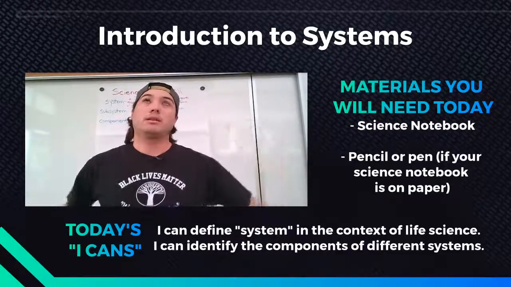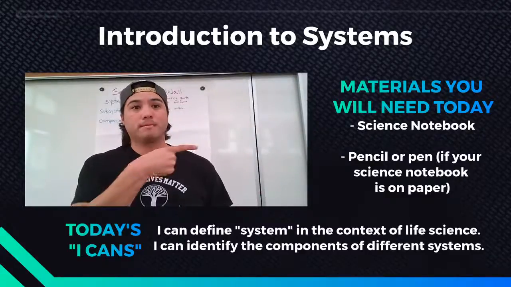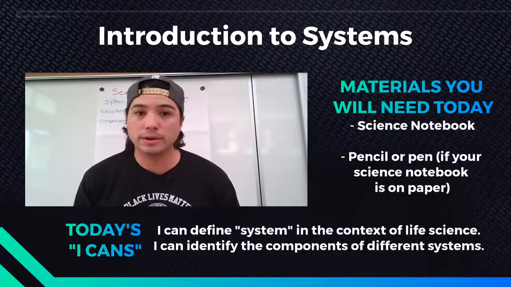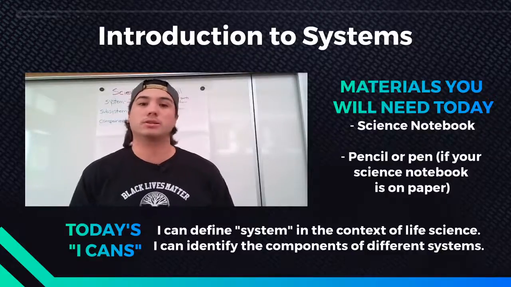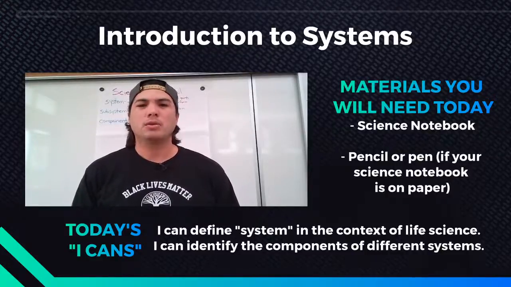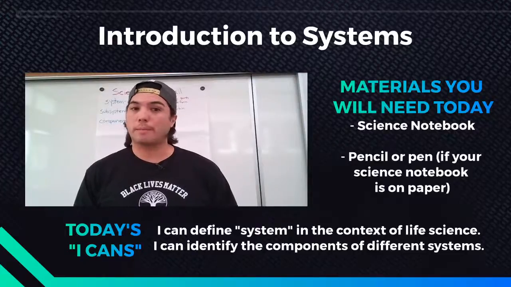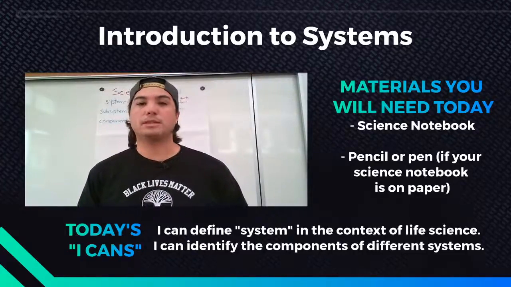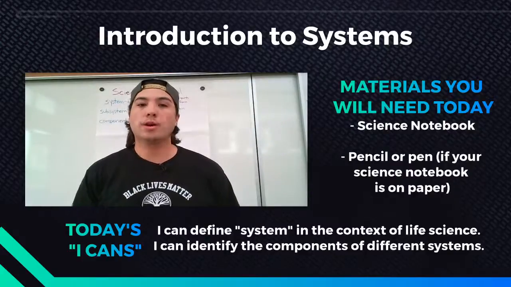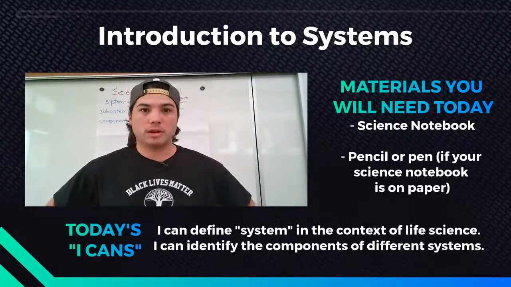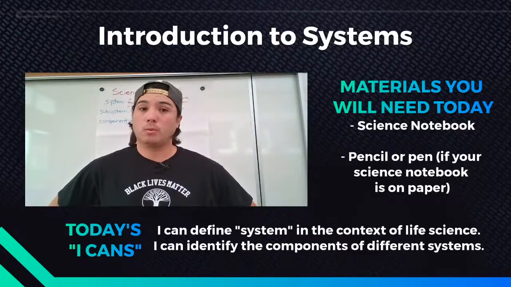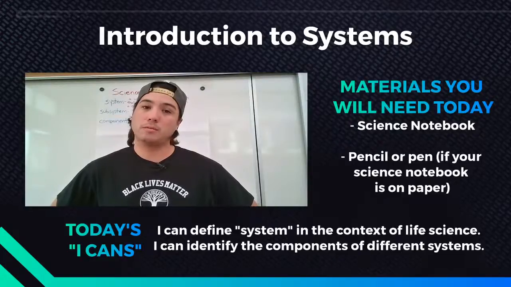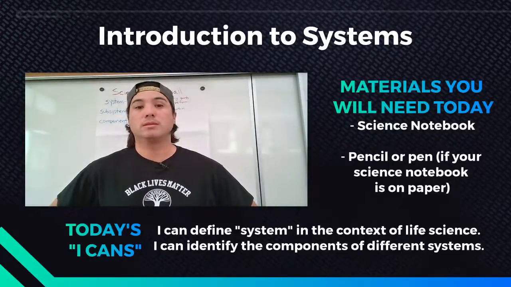There's our lesson title up there, over there. Those are the materials you're going to need today for this science lesson on the Introduction to Systems. You'll need your science notebook. You made one of those a couple of weeks ago, so go grab it if you don't have it in front of you already. Or if your science notebook is on a Google Doc, then you're going to have to do a little bit of juggling back and forth between tabs, but you can make it work. And obviously, if you have a paper science notebook, you'll need something to write with.